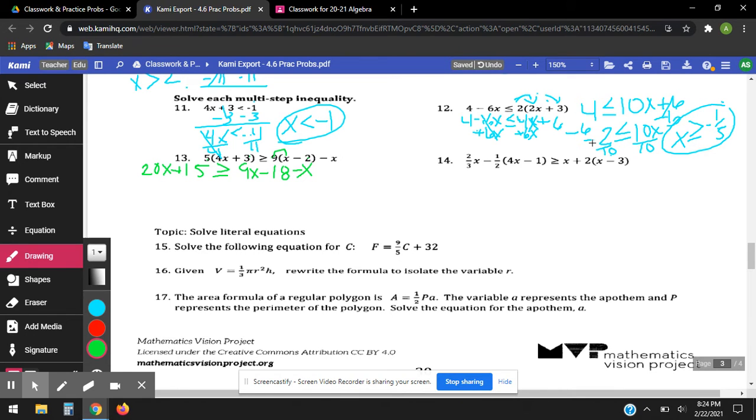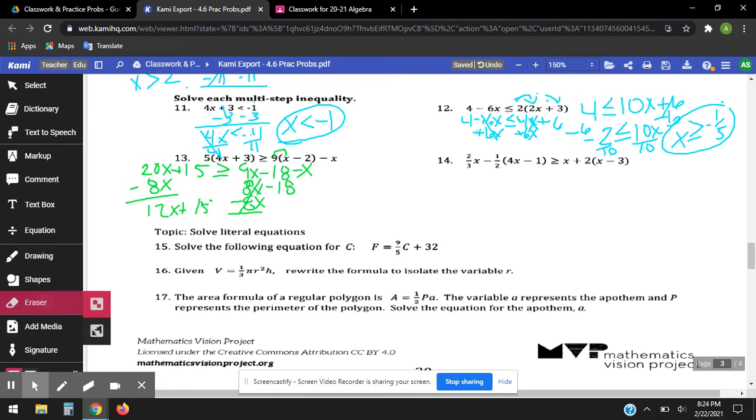I have 9x's minus 1x, so I really have 8x minus 18. And so let's go ahead and subtract this 8x from both sides. Those cancel, and I'm left with 12x plus 15.